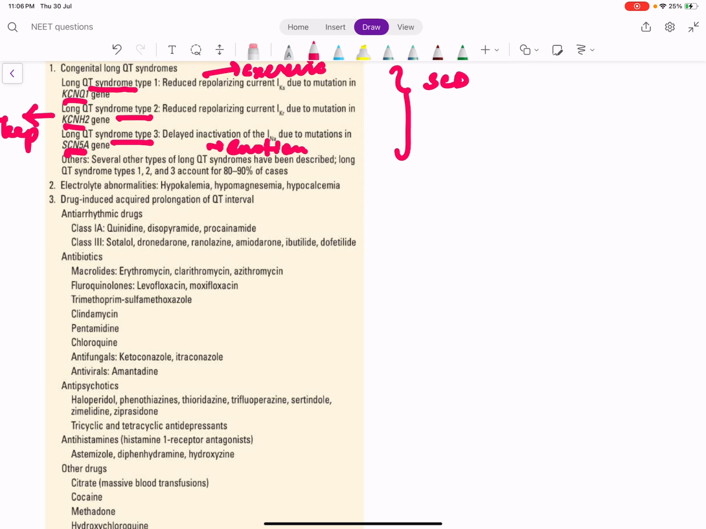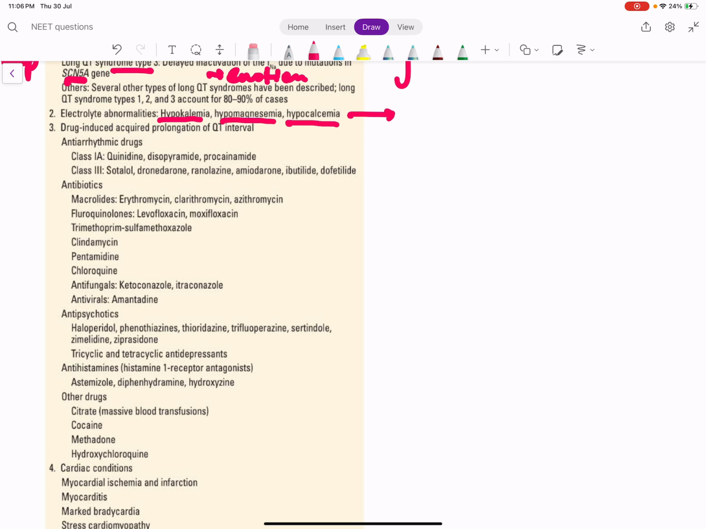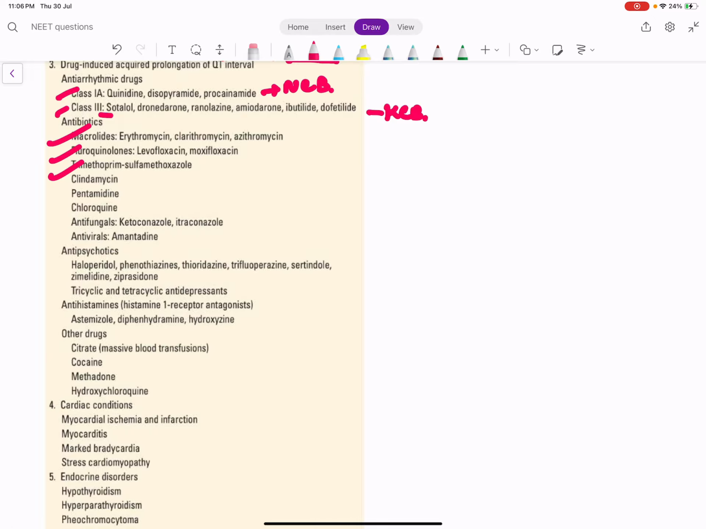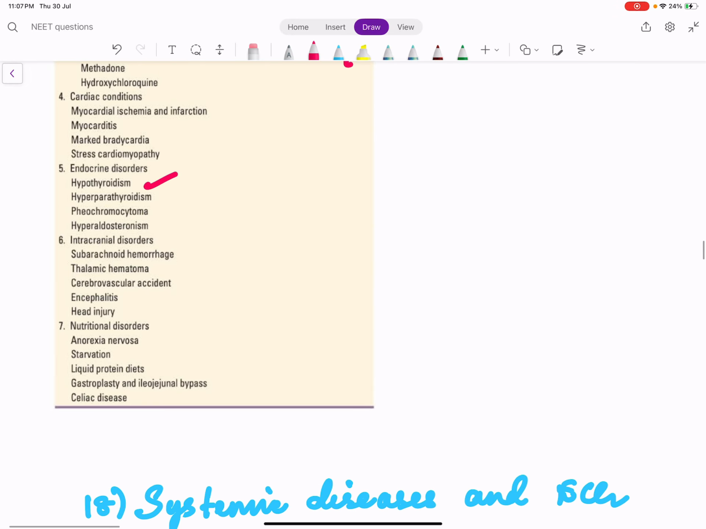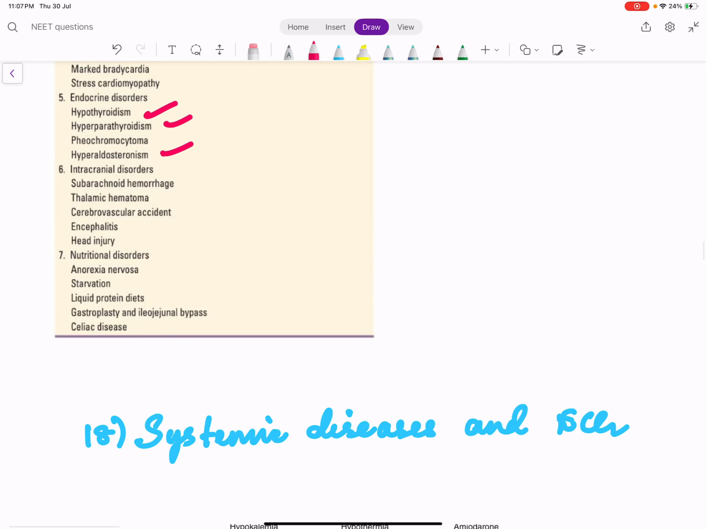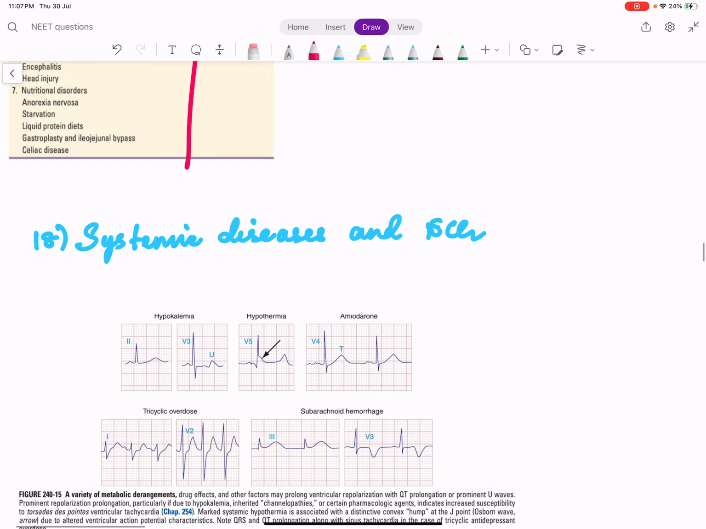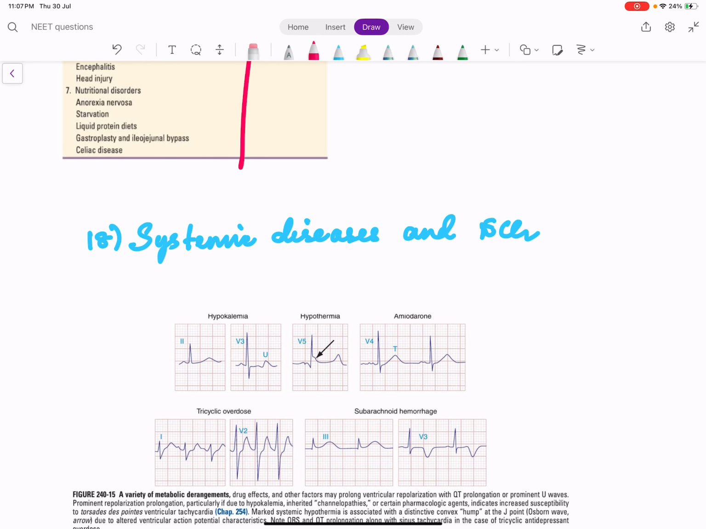But even more common than congenital QT prolongation, we have electrolyte abnormalities. Hypokalemia causes prolonged QT. Hypomagnesemia causes prolonged QT. Hypocalcemia causes prolonged QT. So three hypos: hypokalemia, hypomagnesemia, hypocalcemia. There are many drugs which prolong the QT interval. We discussed in antiarrhythmics, class 1 and class 3. Class 1 are sodium channel blockers. Class 3 are potassium channel blockers. Both cause prolongation of QT. Self-explanatory. And we have many drugs like macrolides, fluoroquinolones, cotrimoxazole, antimalarials, antifungals, antipsychotics. So many drugs can prolong the QT interval. And we have hypothyroidism, hyperparathyroidism, pheochromocytoma, etc. Since we started with bradycardias, we discussed tachyarrhythmias, and while discussing TDP, we came to QT prolongation.